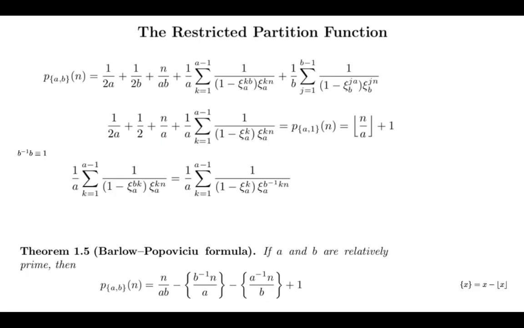So the first line here is just the previous line. What we then do is we look at a special case. This is a special case when b is equal to 1. And there's two reasons to look at this special case. So the first reason is from first principle, this restricted partition function when b is equal to 1 has a simple form. This is a simple form in terms of the floor function.